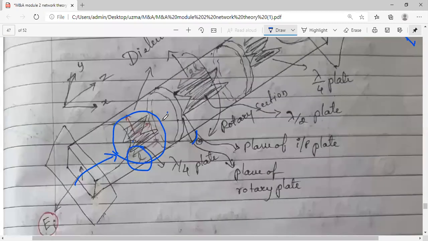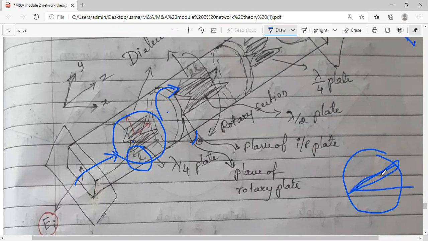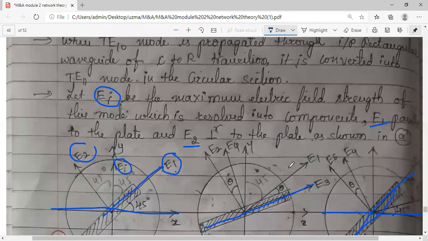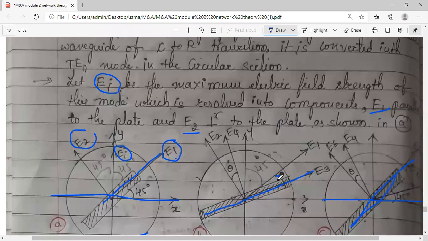Whatever the wave is here, it will now reach this plate, that is the lambda by 2 plate, where you will get theta. What is theta? The angle between your circular section and the plate. If your circular section is like this, the plate will be something like this, and the angle between these two is say 30 as theta. Either you can take the plane like this, or you can see here, I have marked theta. The angle between your circular section and the plate, the angle between the two planes, is theta.